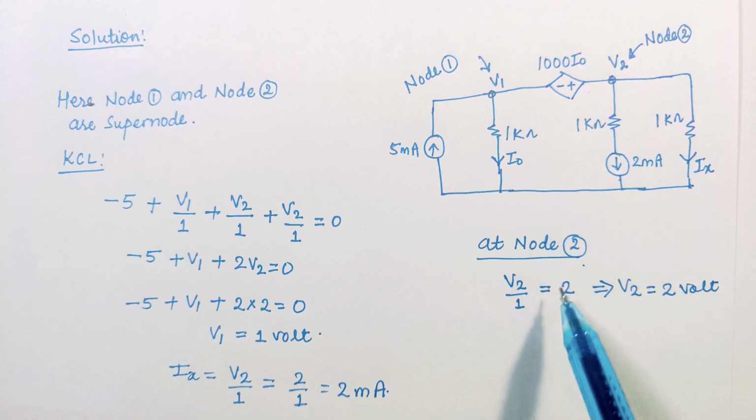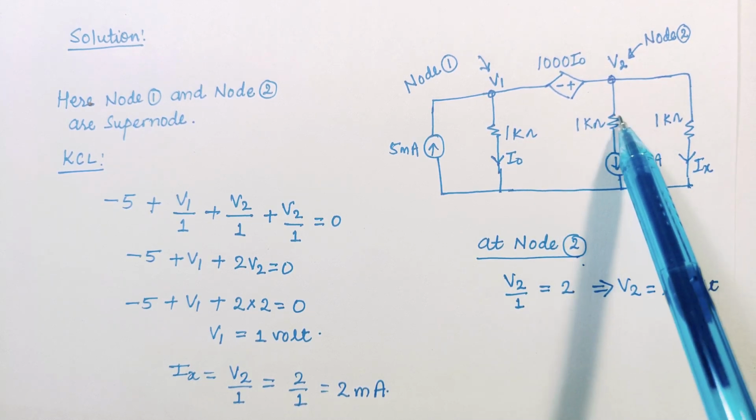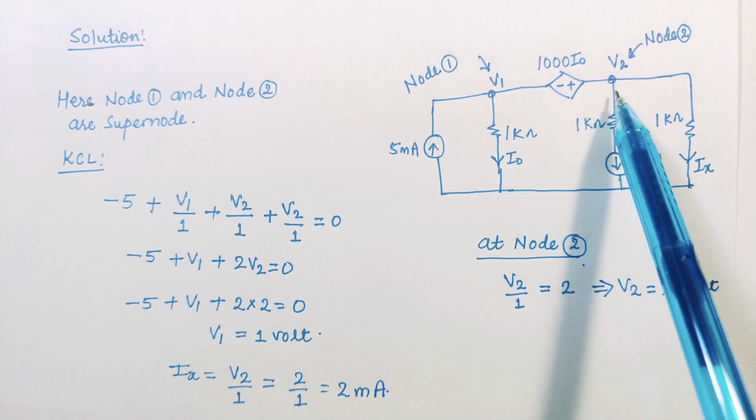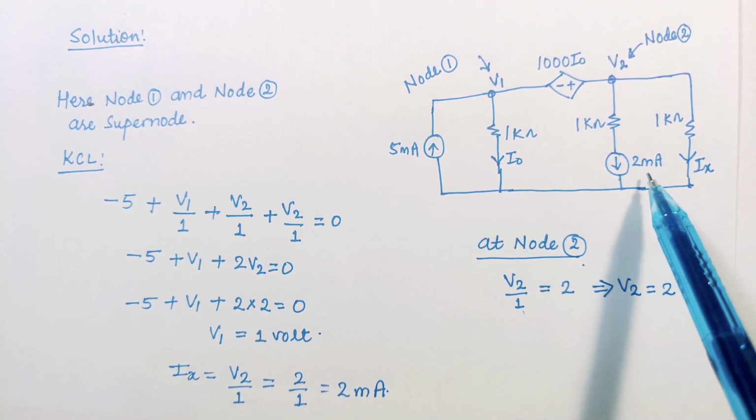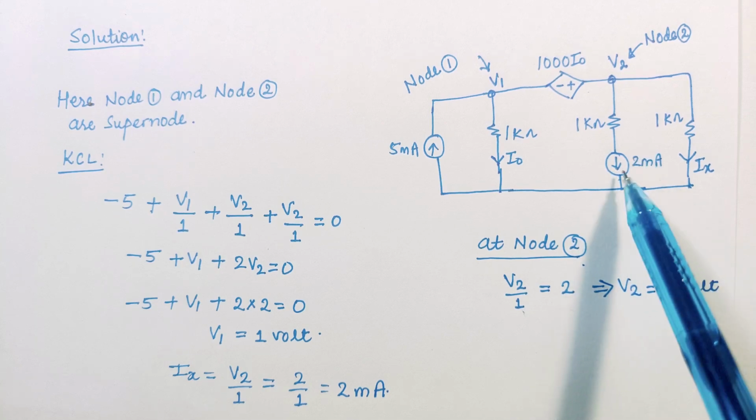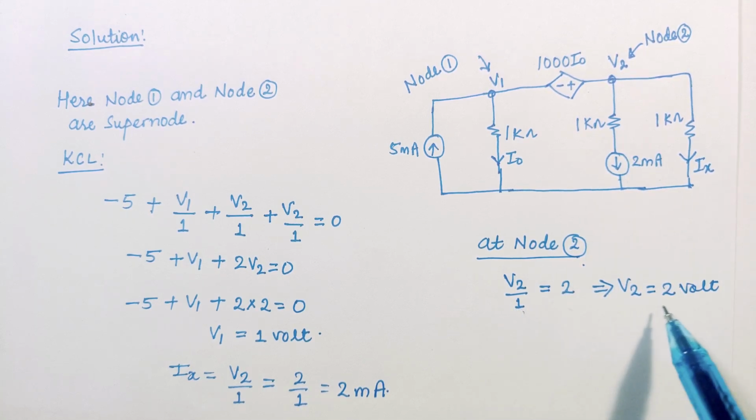If we see at node 2, then we can see that the current in this branch is 2 milliampere, and the current can also be written as V2 by 1. So V2 by 1 milliampere will be equal to 2 milliampere, as the current flowing in this branch is 2 milliampere. So the V2 value can be calculated as 2 volt.